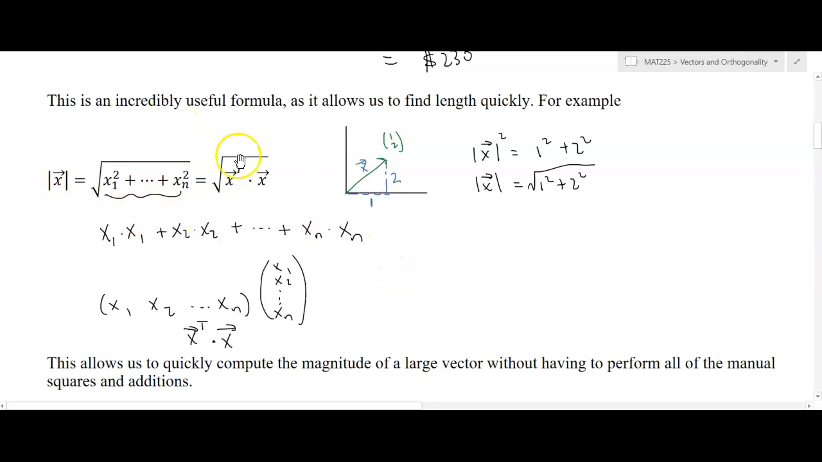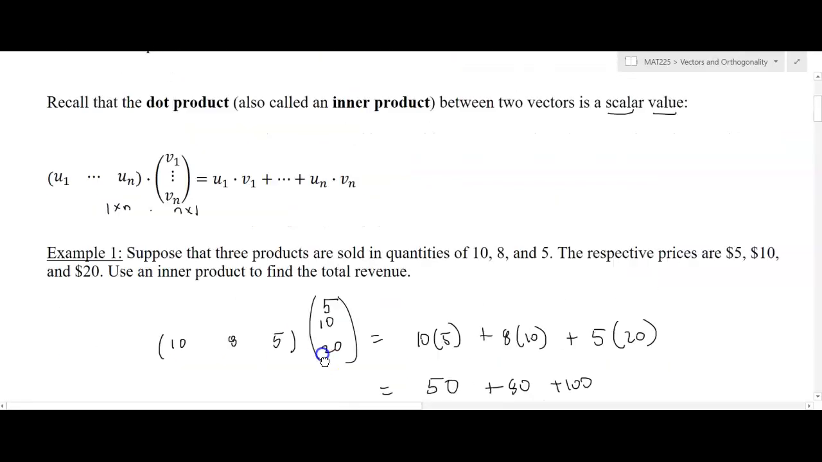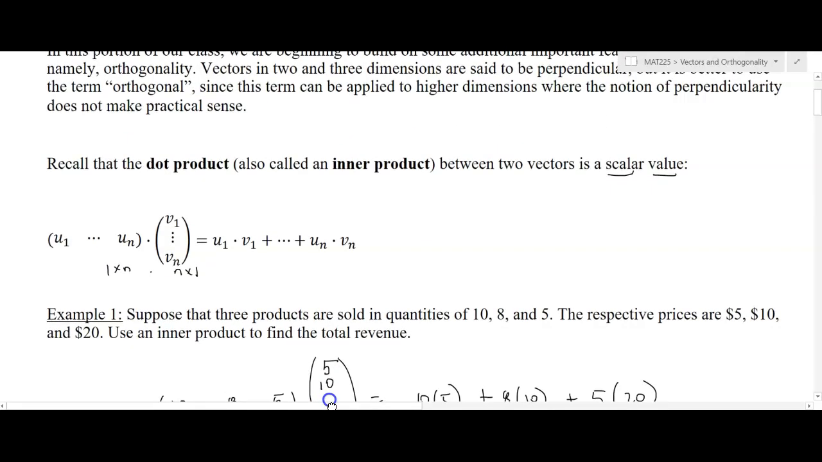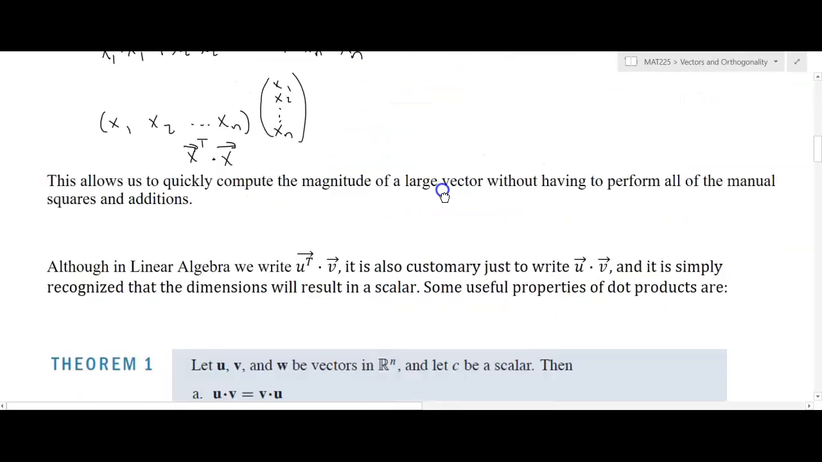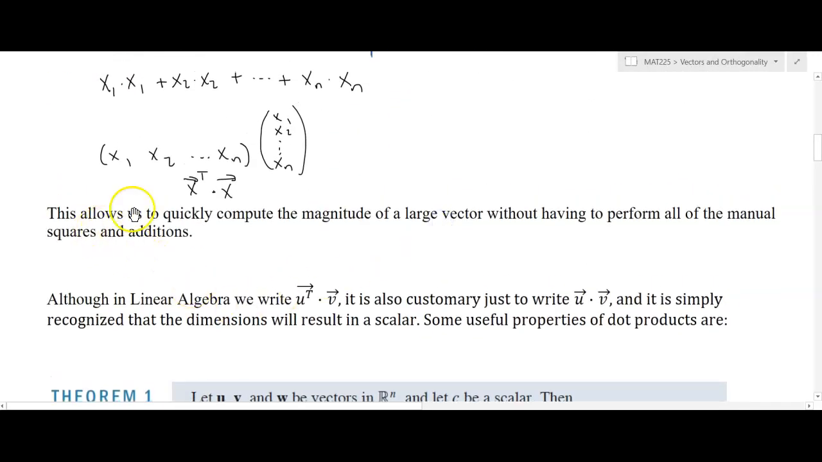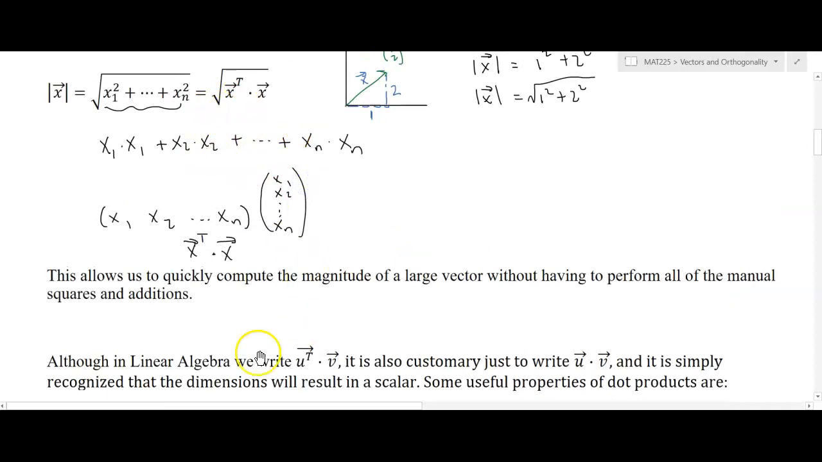Another common way of writing out dot products, I don't know if I've mentioned it here yet, but, yeah, here it is. So this method up here, anyway, allows us to quickly compute the magnitude of a large vector without having to perform all of the manual squares and addition. So we could create vectors in a programming language and dot two vectors together, and it's one operation.